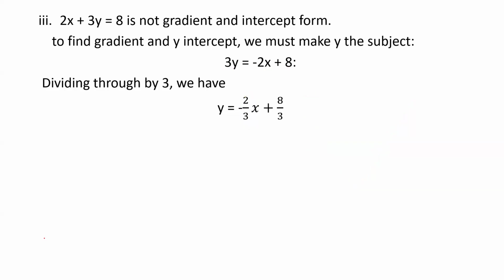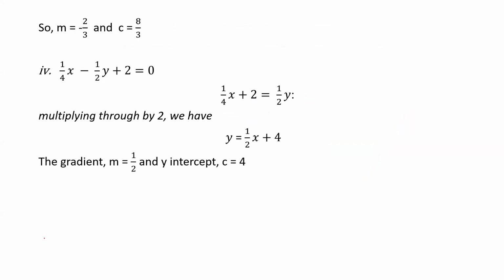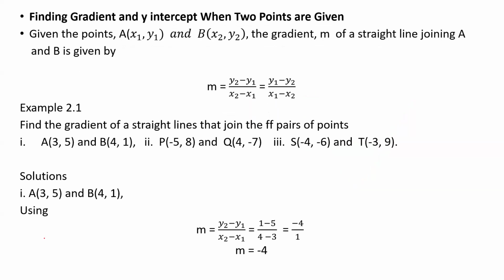Okay. Now let's go to where we wanted to start and the time caught us. Now let's see how to find the gradient and y-intercept when you don't have the equation. Here you have 2 points. You don't have the equation, but you have the 2 points. So assuming we have the point A as (x1, y1).